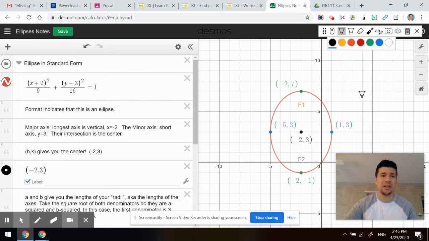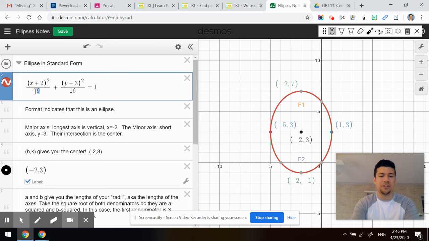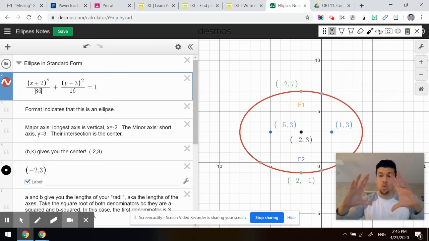I want to show you just one last thing, just so that you make sure: the major axis does not necessarily have to be the vertical one. It just has to be the largest one. So look at what happens as soon as I turn this 9 into a 36. Boom. We have a much wider ellipse. So now my major axis is along the horizontal axis, and that's simply because my larger denominator is underneath the horizontal component, or the x component.